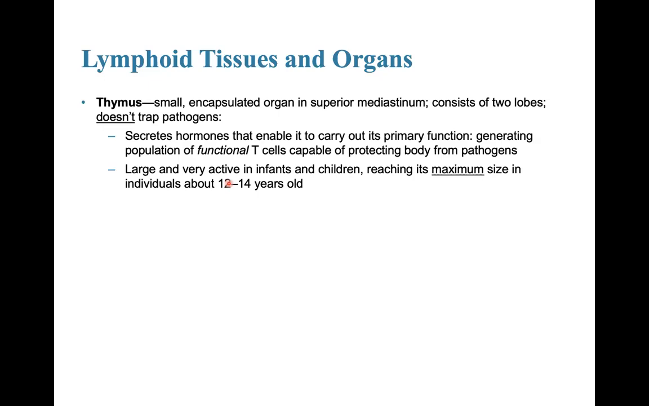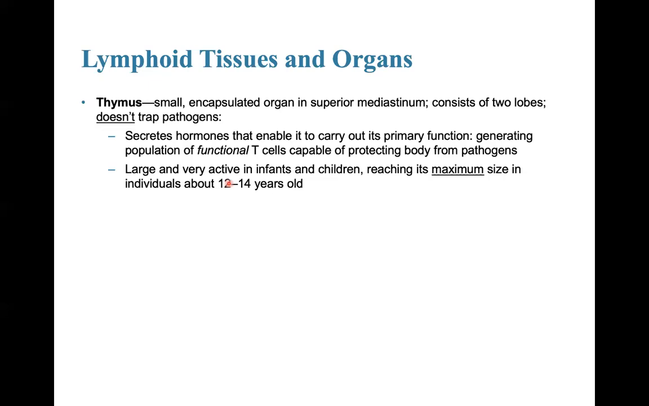The thymus, this is a small encapsulated organ in the superior mediastinum. It consists of two lobes that do not trap pathogens. What the thymus does is it secretes hormones that enable it to carry out its primary function, generating a population of functional T cells capable of protecting the body from those pathogens.